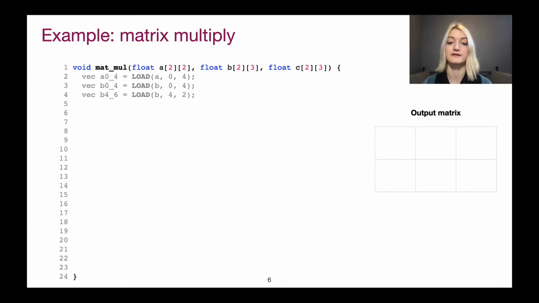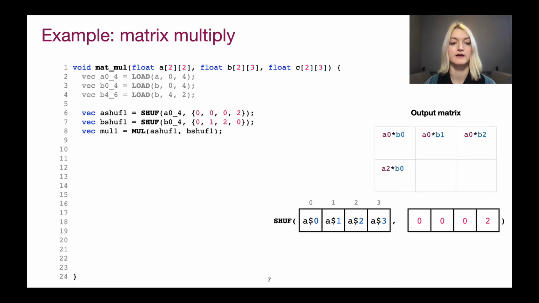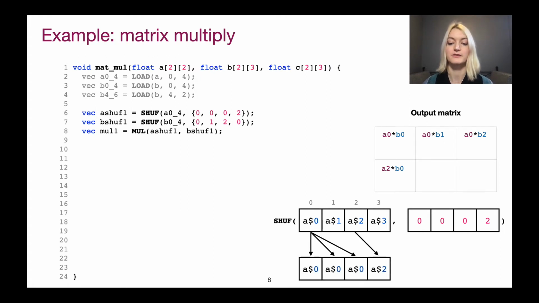Here's how we might optimize this code for a particular target, the Tensilica Fusion G3 DSP. We would start by loading data from memory into vectors, and then we would perform a target-specific shuffle. You can see how this works in the bottom right. So our shuffle takes in a vector of inputs as well as a vector of indices, and moves data around into an output vector based on those indices. And you'll see that the pattern of movement here matches the pattern of inputs you see in the output matrix.